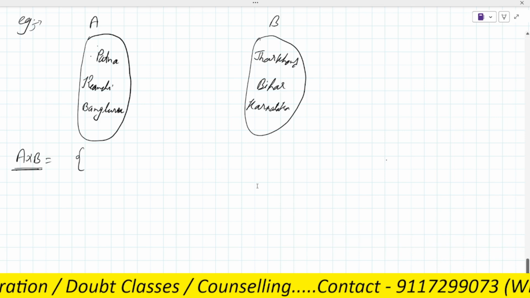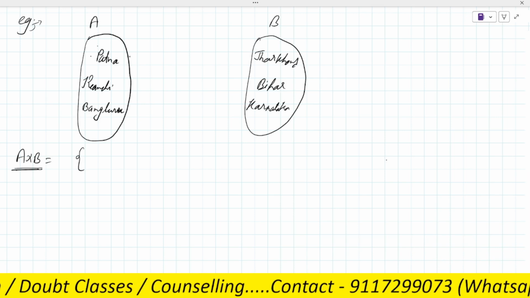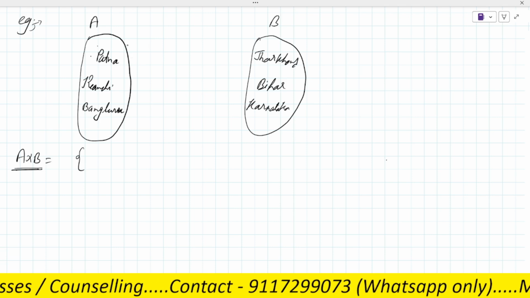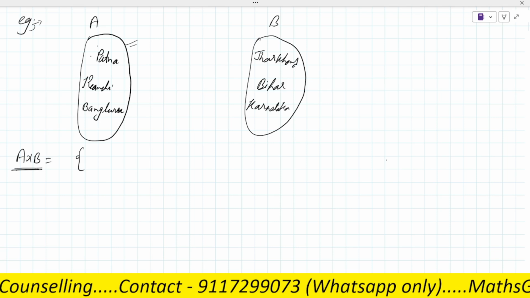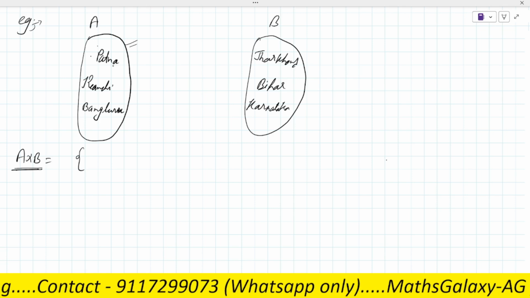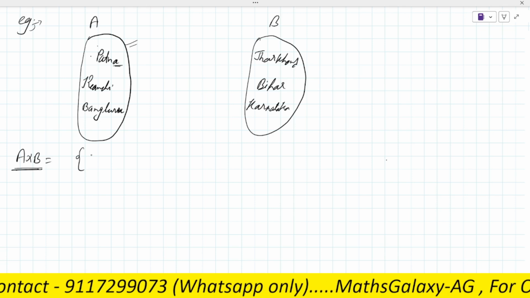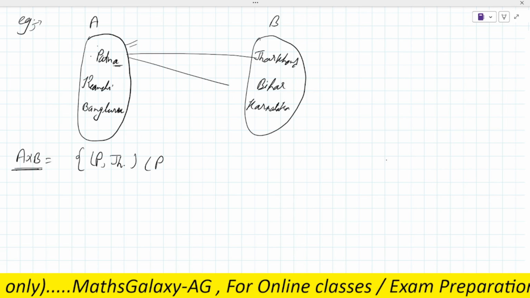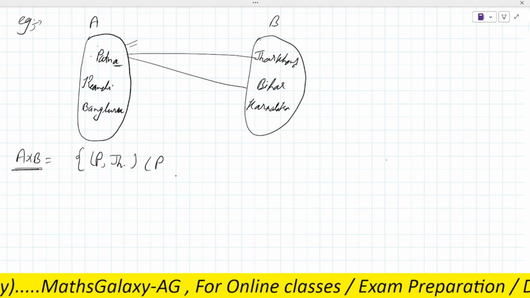Here we will find A cross B, meaning we have to take the cross of each element of set A with set B, है ना? So the first element is Patna, right? For Patna I will write P and cross it with Jharkhand, so it will be P and JH for Jharkhand. Now Patna with Bihar, P and B, and Patna with Karnataka, so I will write here P and K.